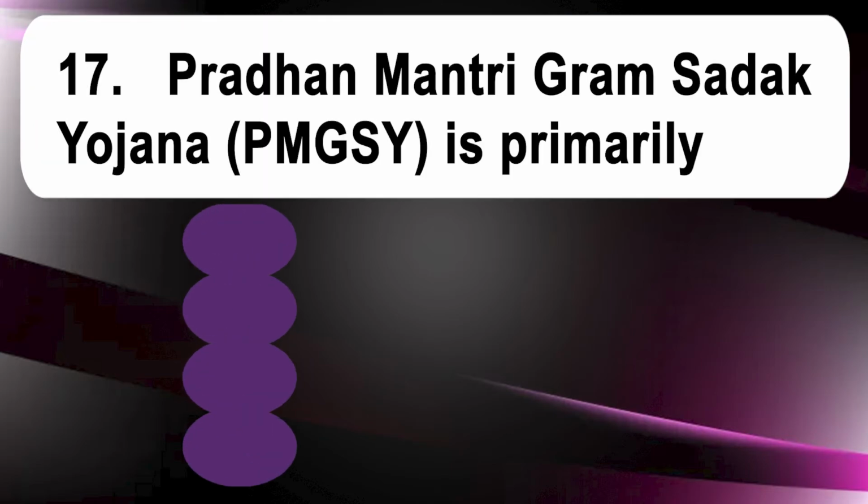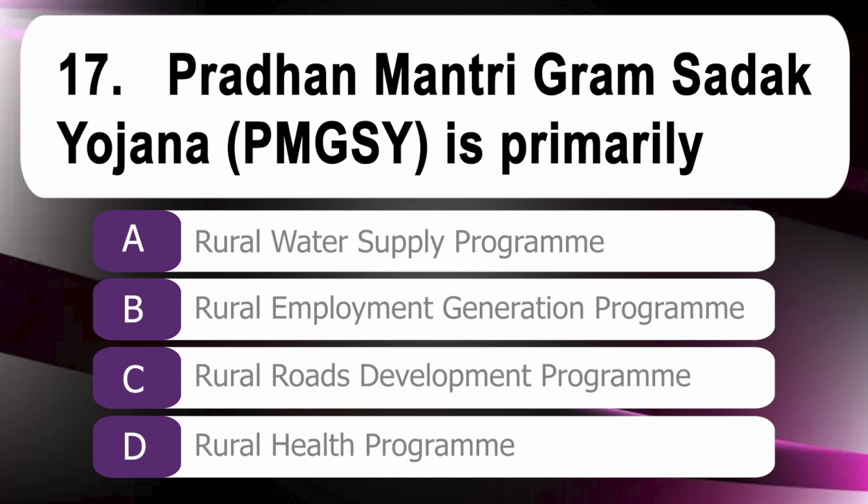17th question. Pradhan Mantri Gram Sadak Yojana, PMGSY, is primarily A. Rural Water Supply Program, B. Rural Employment Generation Program, C. Rural Roads Development Program, D. Rural Health Program. The correct answer is C. Rural Road Development Program.